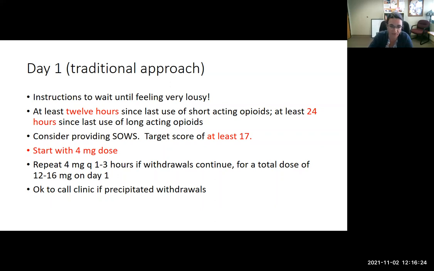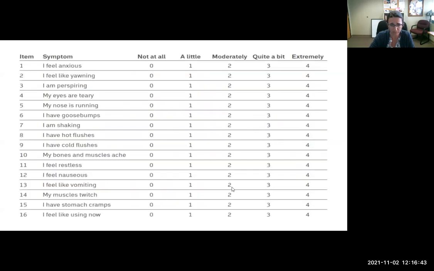I say this is the traditional approach because oftentimes now, especially if it's clear that someone is tolerant to opioids, your goal would really be closer to 16 to 24 milligrams on day 1. And definitely emphasizing that it's okay, and we would encourage them to call the clinic if they have precipitated withdrawal at home. This is just a copy of the scale that you can give them.